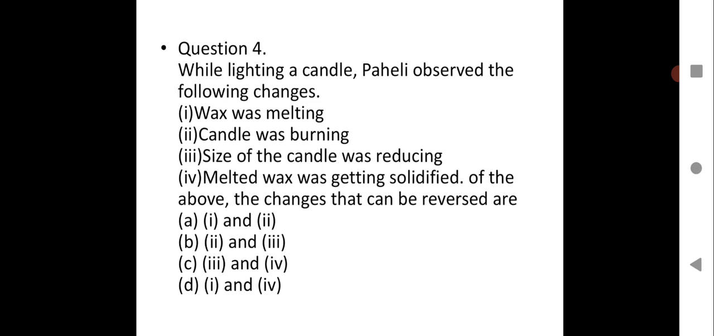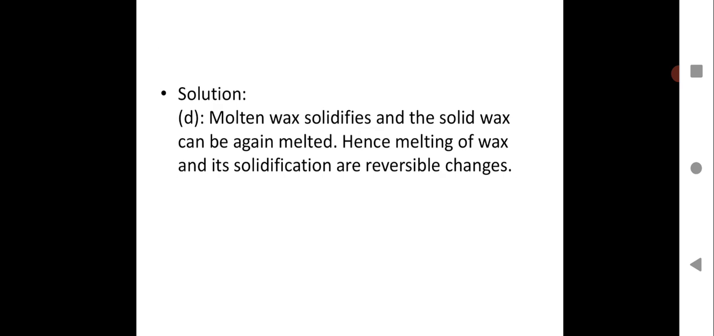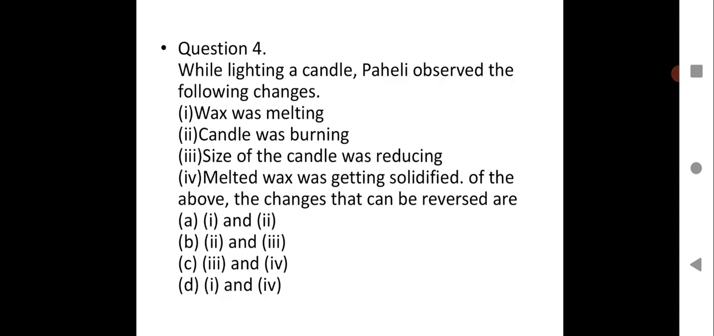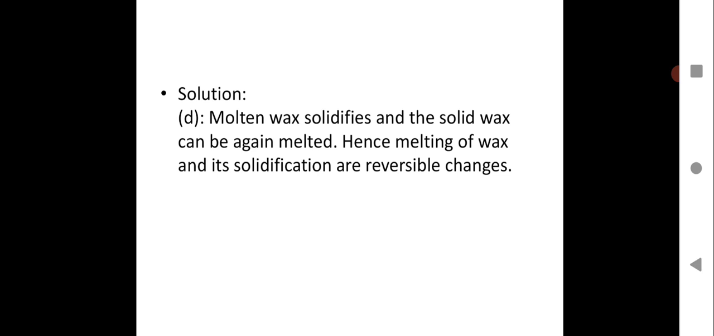So you have more than one change which can be reversed. Let us see which option over here. That is D. That is molten wax solidifies and the solid wax can be again melted. Hence melting of wax and its solidification are reversible changes. That's why you have option D. That is, you can go back and see the first one, wax was melting and melted wax was getting solidified. That is option D, the first and the fourth one. I hope that is clear with you all children.